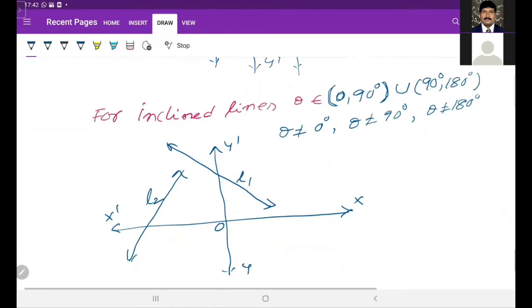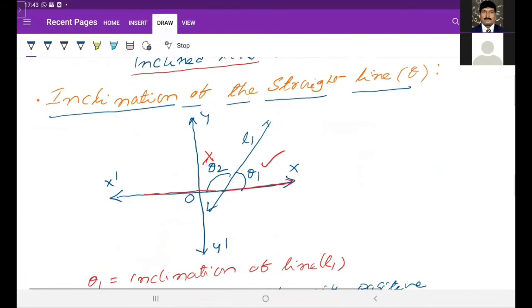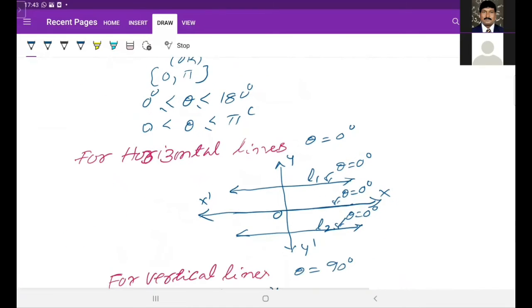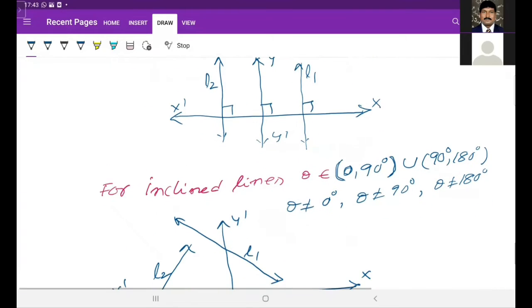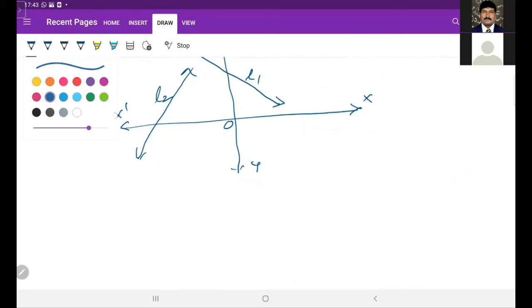So that covers the inclination for the different lines. What is inclination? The inclination of a straight line. For horizontal lines, the inclination is 0 degrees. For vertical lines, the inclination is 90 degrees. For inclined lines, the inclination is between 0 and 90, union 90 to 180. Theta is not equal to 0, theta is not equal to 90 degrees, and theta is not equal to 180 degrees. These are all the basics for straight lines.